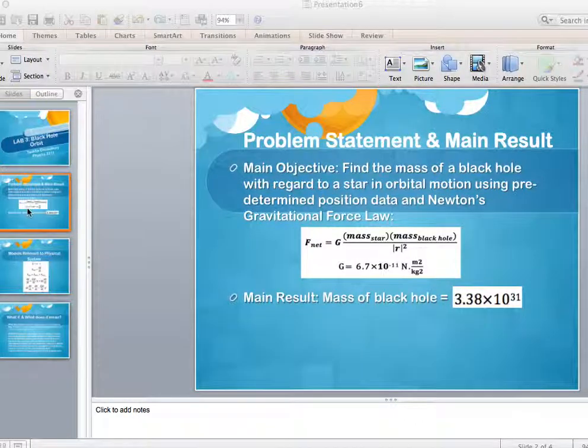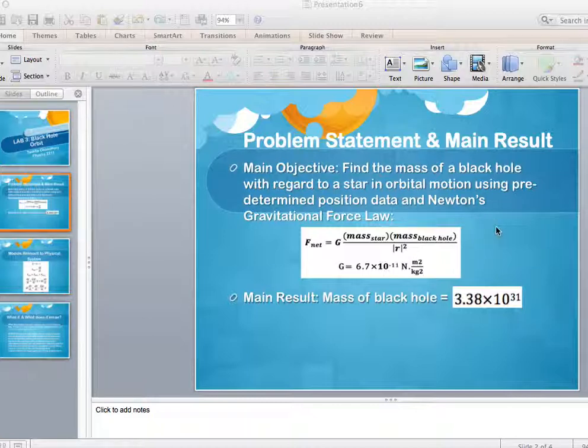The main objective of the Black Hole Orbit Lab was to find the mass of a black hole with regard to a star in orbital motion using predetermined position data and Newton's gravitational force law, shown here, along with the gravitational constant G, which is shown here. The main result of this lab was that the black hole's mass was found to be 3.38 × 10^31 kilograms.